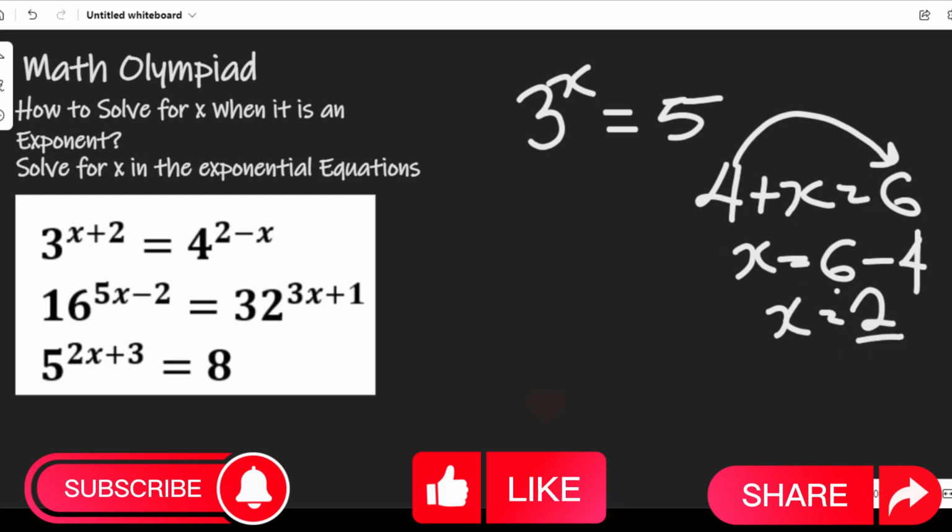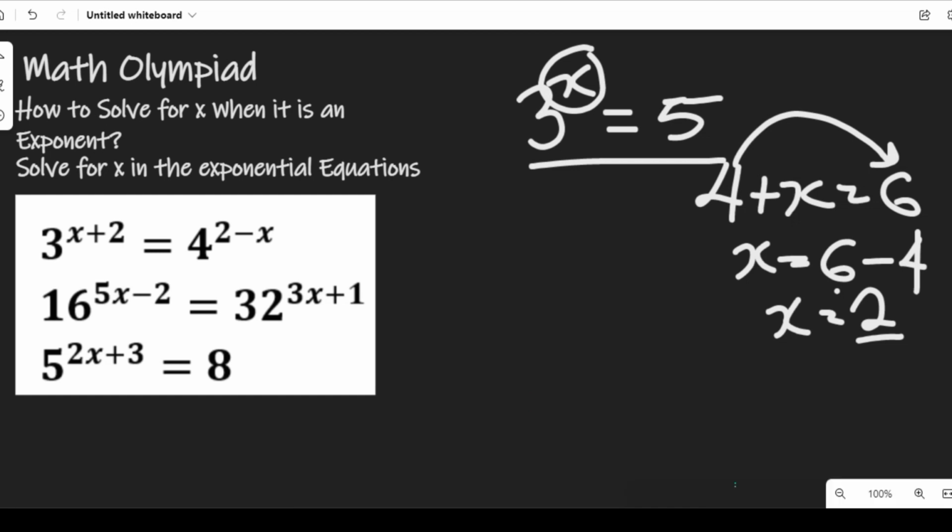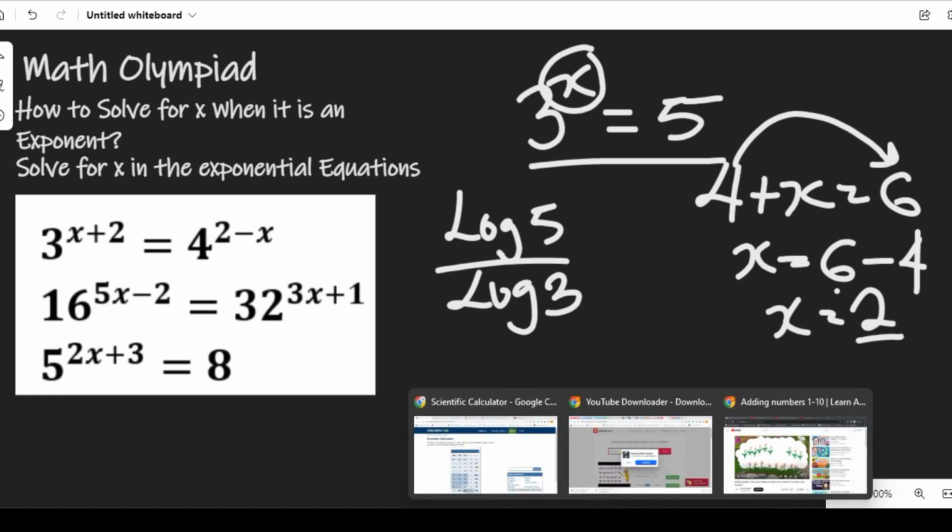But that's a different case when it comes to exponential equations or finding x in this regard, because x is an exponent. What if we can solve this using the value log 5 over log 3? Now, if you simplify log 5 over log 3, what are we going to get? Now, let's use a calculator.